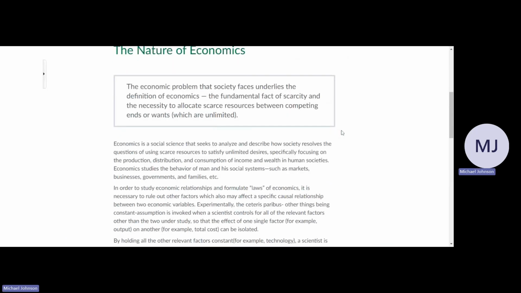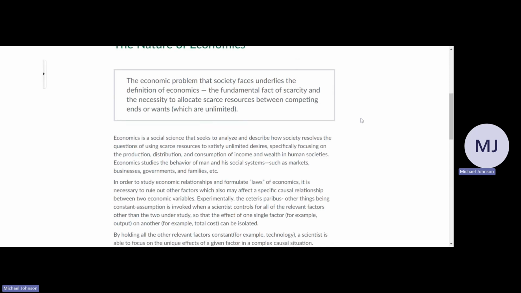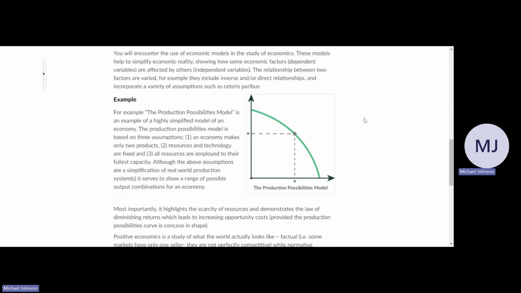So economics: the economic problem that society faces underlies the definition of economics, the fundamental fact of scarcity and the necessity to allocate scarce resources between competing ends or wants, which are unlimited. So we have limited resources and we have to choose how to use them for unlimited wants. So we have to choose what we want to do with these resources. We can't have everything. We can only choose what we can have.